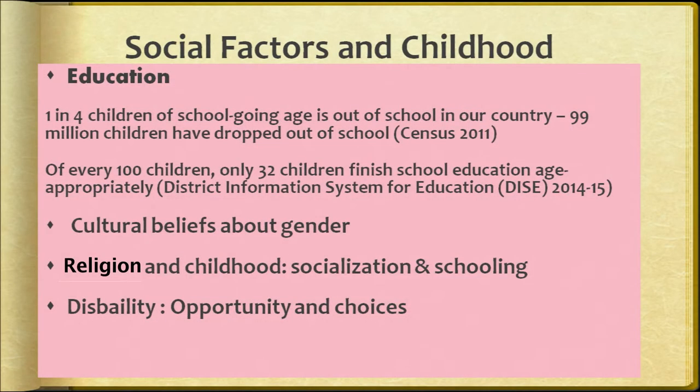And again, we have to also look at cultural beliefs about gender. We talked about it in the beginning: religion, childhood socialization, schooling, and disability, opportunity and choices. So these are also some of the aspects that influence children's growth. We talked about many families and communities believing that the girl should be married very early. Some of the data tells us that quite a large number of girls under 15 are married and have a child. We have to look at it, that is the girl's body ready for this? So we have to review, we have to talk to parents. It comes when you, as working in educational settings, can have dialogues with parents.